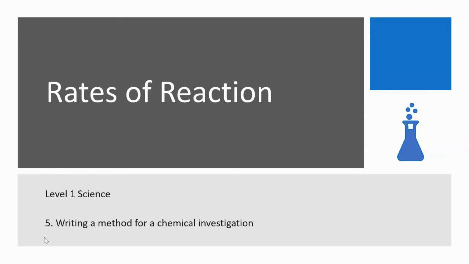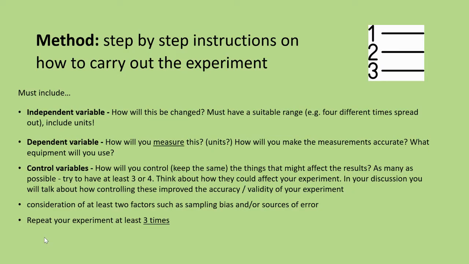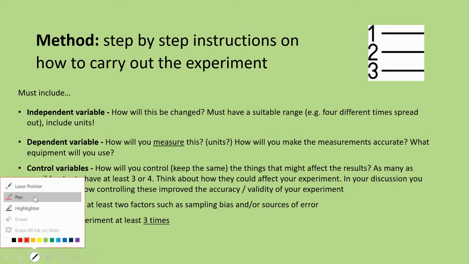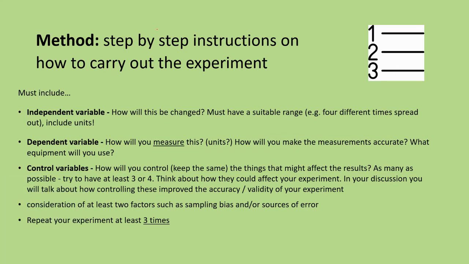Mrs. Goodson here, and this is a video about rates of reaction, and about how to write a method for a chemical investigation. It follows on from the earlier videos about the theory of rate of reaction and how to design an investigation. The method is a step-by-step set of instructions on how to carry out the experiment, so you want to number your steps.